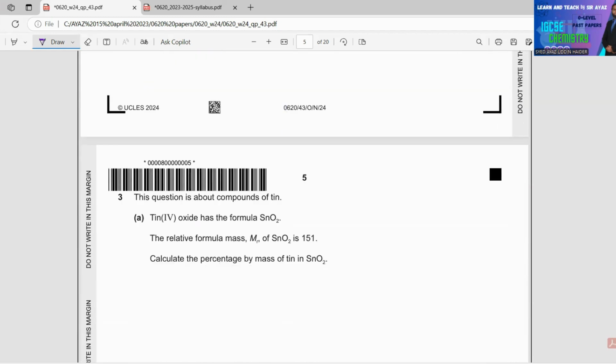Move to next question, which is question number 3. This question is about compounds of tin. A, tin 4 oxide has a formula SnO2. The relative formula mass Mr of SnO2 is 151. Calculate the percentage by mass of tin in SnO2.